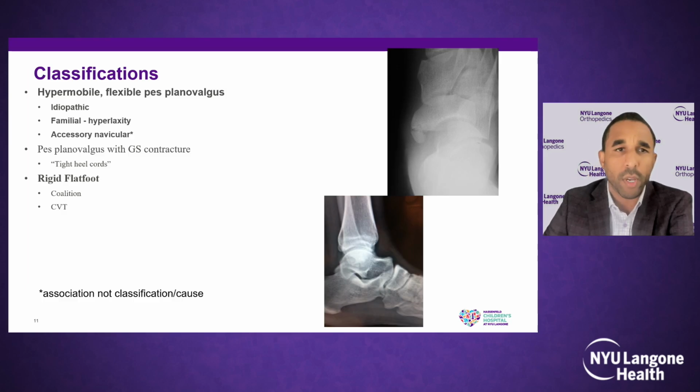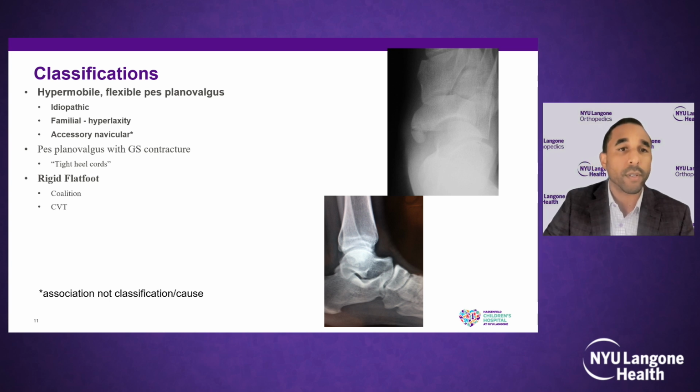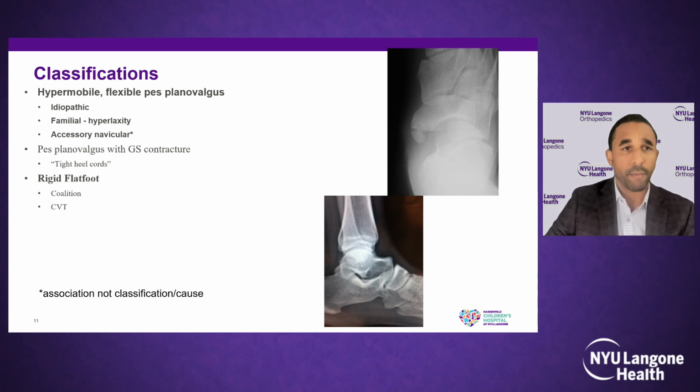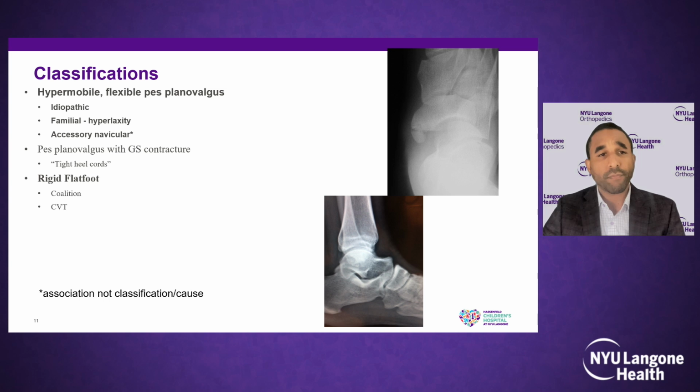So describing flat foot, really the classification that is important, or kind of how I approach it, is really just, is this hypermobility or is this rigidity? So hypermobility is, again, the idiopathic versions, the familial, those hyperlaxity. I threw in accessory navicular just because there's association with flat foot and that hyperflexibility. It is not a cause, but it's just something I wanted to touch on as part of the spectrum. I'll jump down to the rigid flat foot. We're going to touch on coalition, congenital vertical talus, and oblique talus.